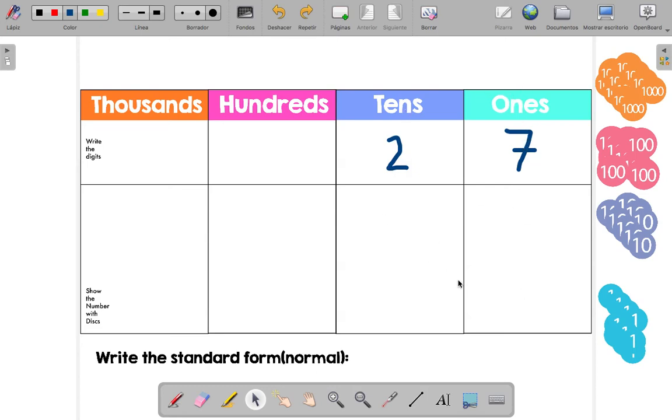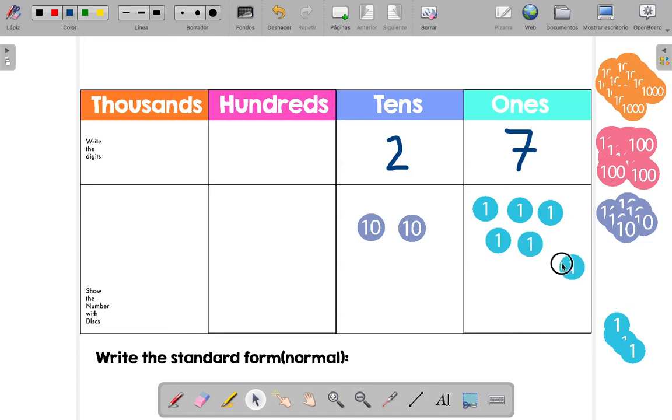Then in the next space, you have to show the number with the discs. That means we bring 1 of 10, 1 10, 2 tens, and that's 20. So we have 2 tens. That's why here we just put 2 because we have 2 discs of 10. And how many we put here in the ones? Excellent. You put 7. 1, 2, 3, 4, 5, 6, 7. Excellent.